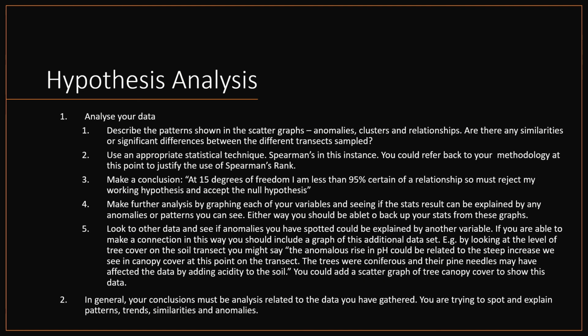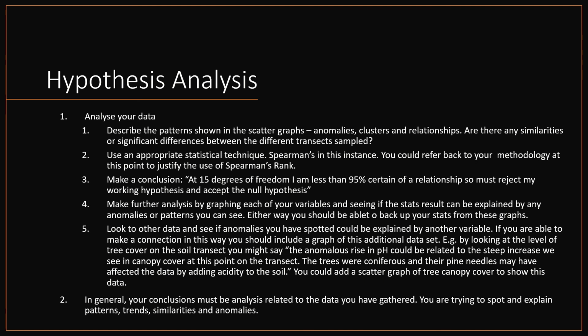Are there similarities between graphs? Because you might have, if you've got 3 transects, you might have 3 scatter graphs, right? So are there any similarities that you can see? Are all of the transects positive relationships? Are they all equally positive? Are some less positive than others?